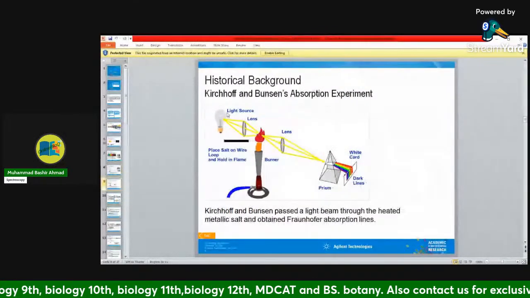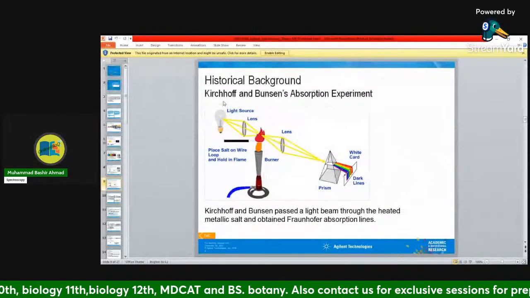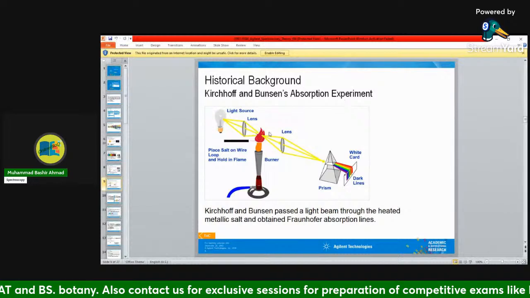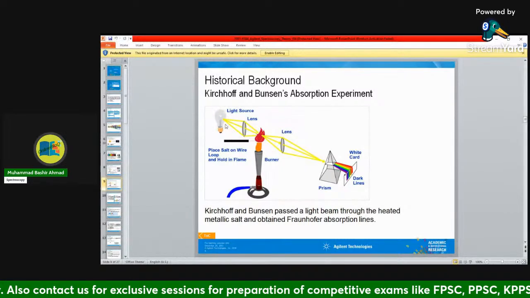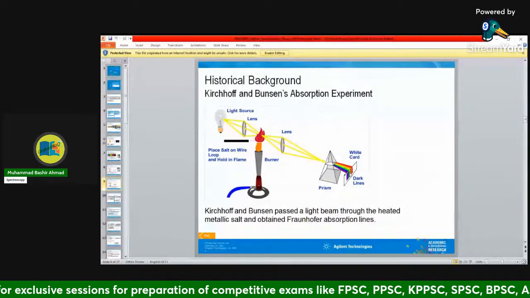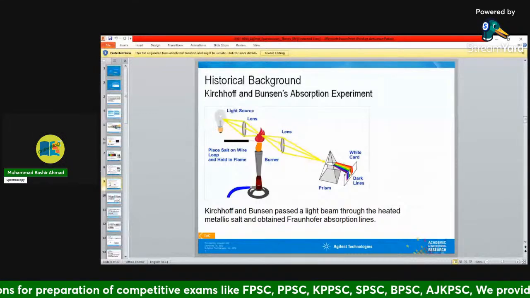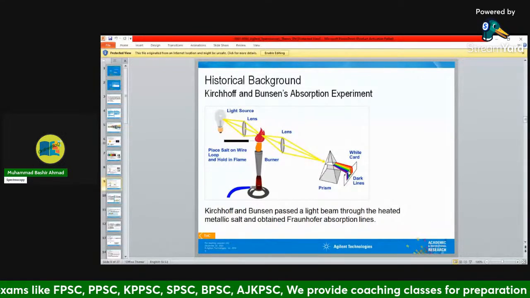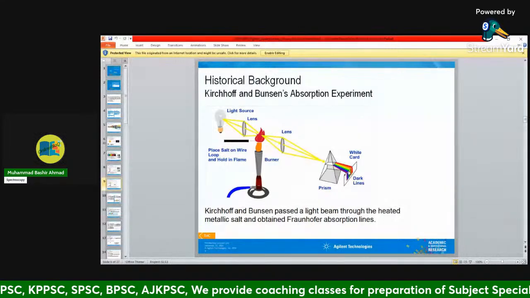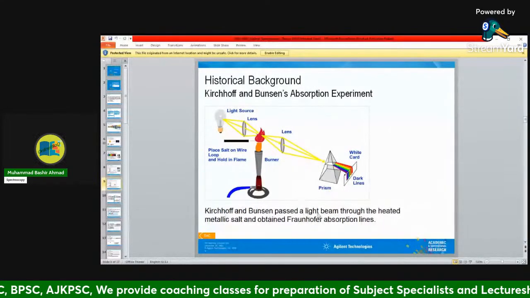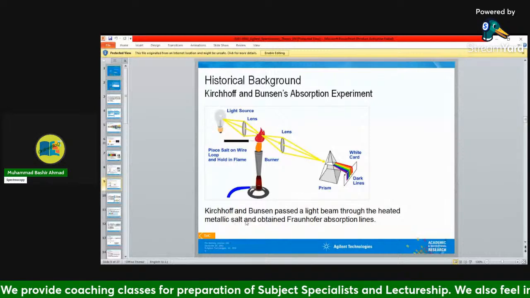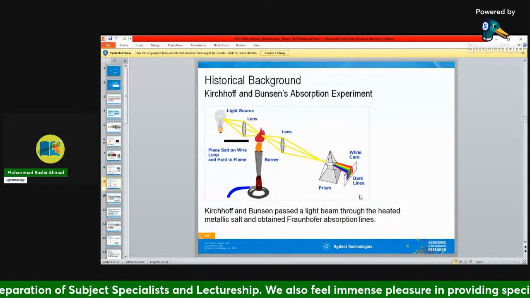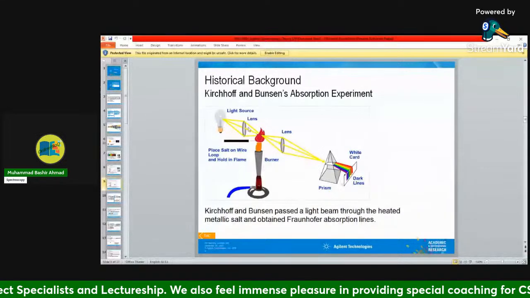This is the experiment of Kirchhoff and Bunsen's absorption experiment, and here we can see the light source. The seven colors of light, according to Sir Isaac Newton's experimental verification, are again verified. Kirchhoff and Bunsen passed a light beam through a heated metallic salt and obtained Fraunhofer absorption lines, the same type of lines.